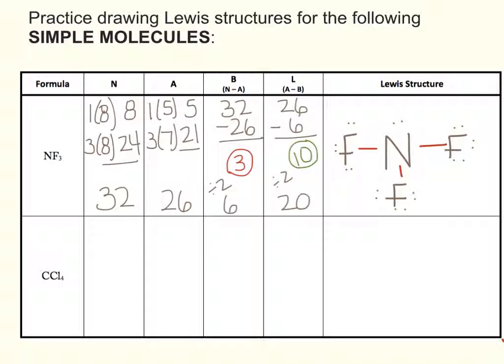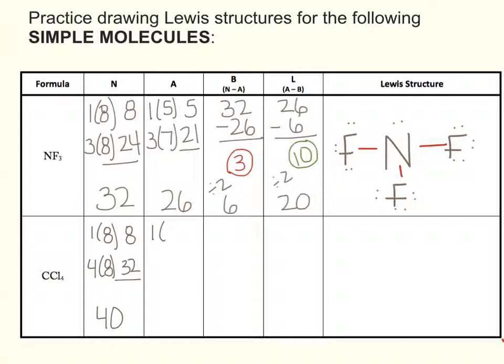Carbon tetrachloride has 1 carbon. That carbon needs 8 electrons for stability. There are 4 chlorines that need 8 for stability. We add these together for a total of 40. In the available column, we're looking at valence electrons.